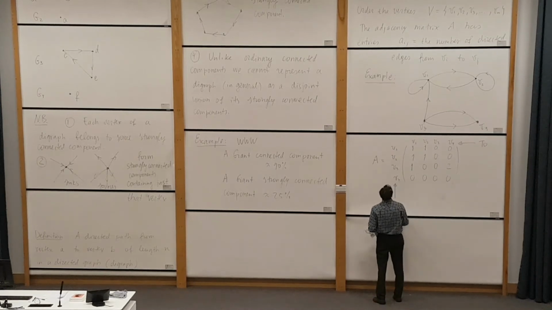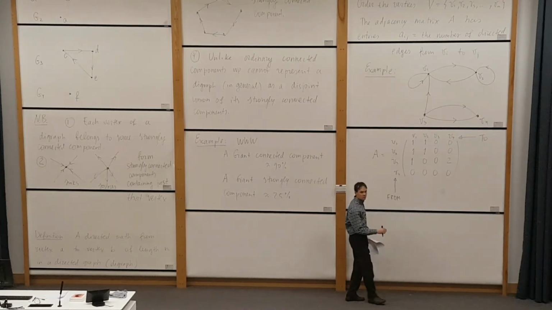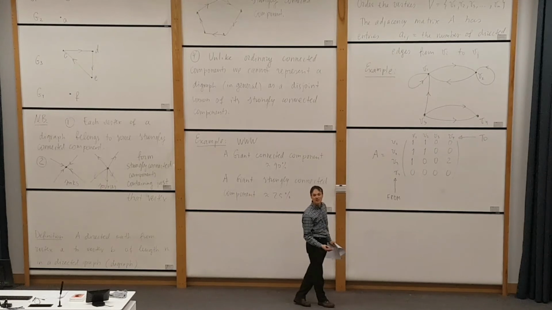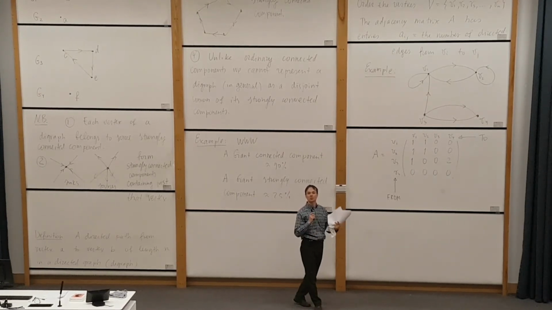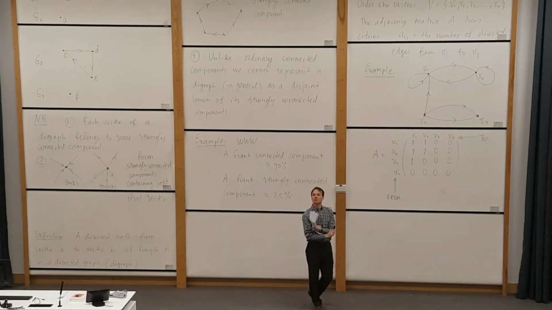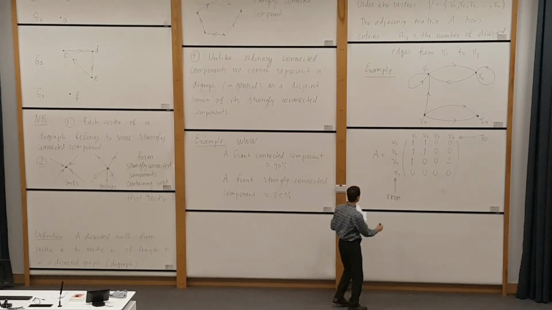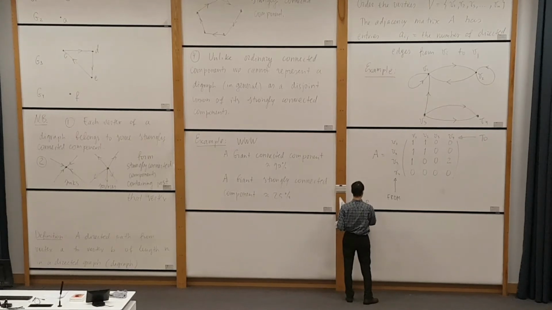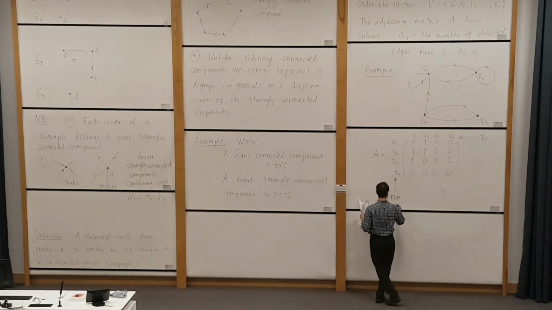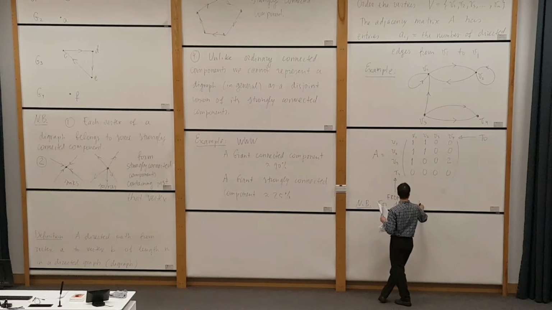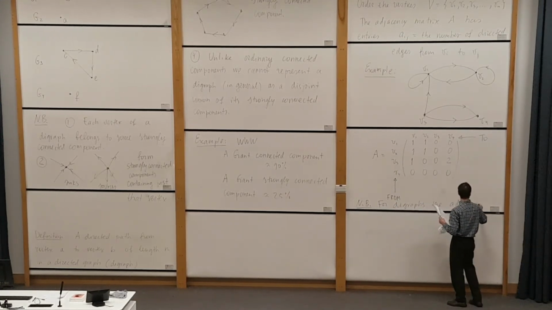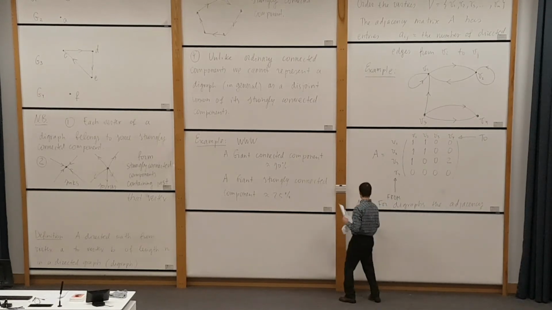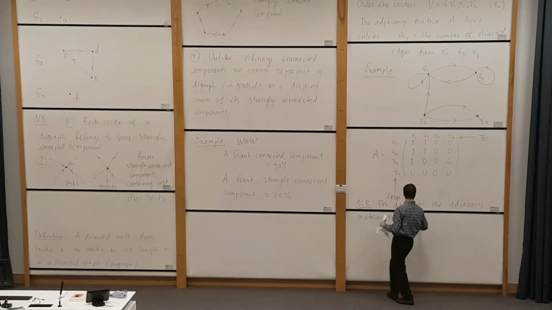Now notice that for directed graphs, it may happen that the matrix is symmetric, but in general it doesn't need to be. If you swap rows and columns, the two labels, you might get a different entry. So for directed graphs, adjacency matrices need not be symmetric.